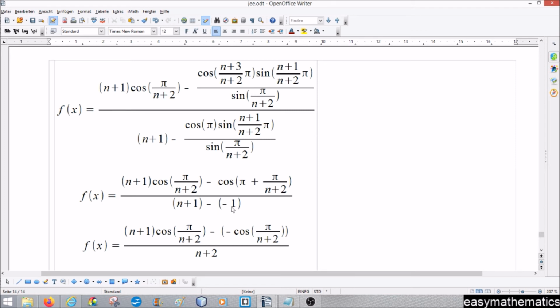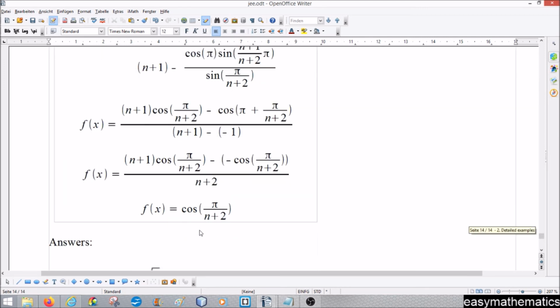n plus 1 minus minus 1 is n plus 2, and cosine of pi plus pi over n plus 2 is the same as negative cosine of pi over n plus 2. This is also one of the symmetry properties. Now this is very beautiful because we can factor out cosine pi over n plus 2, and we are left with cosine pi over n plus 2. Very beautiful.